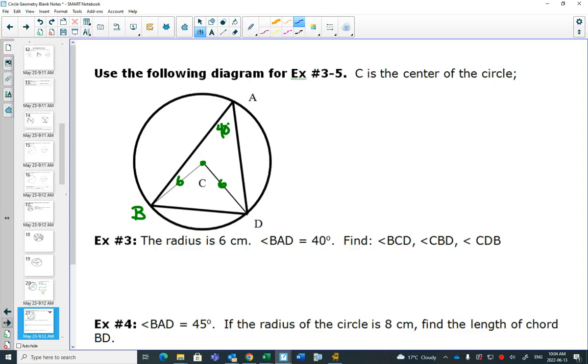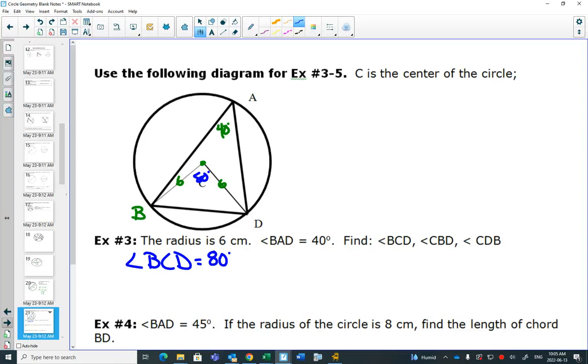What can we figure out? And what property could we use? Yes, the inscribed angle is half of the central angle, so this one would be 80. Okay, how do we say this one? Use letters. BCD is 80. Is that one of the ones they wanted us to find? Yes, angle BCD equals 80 degrees. Excellent. So BCD equals 80.